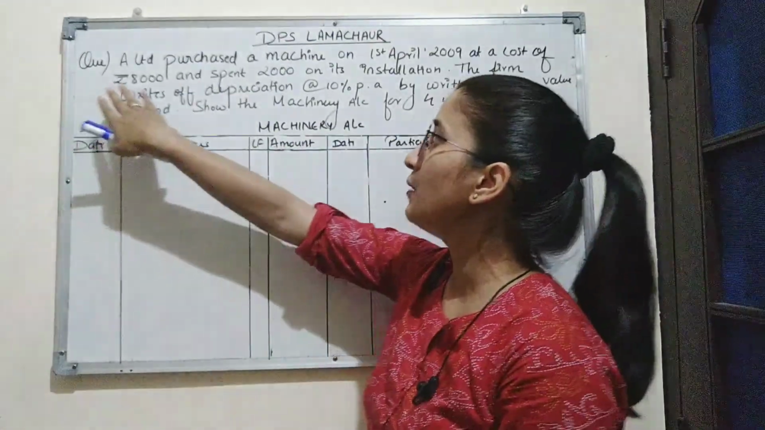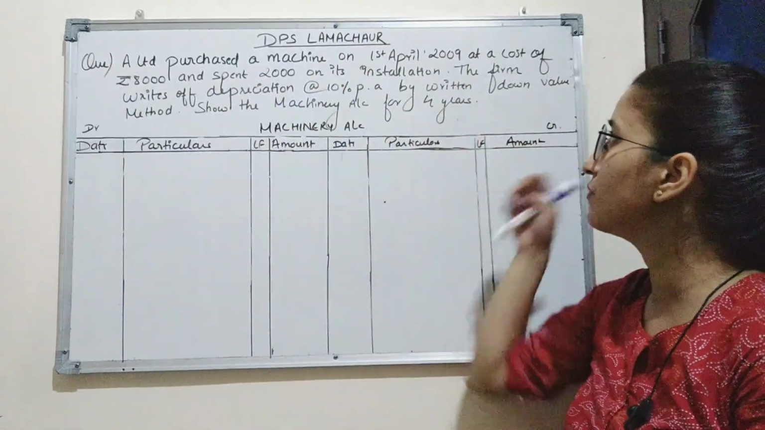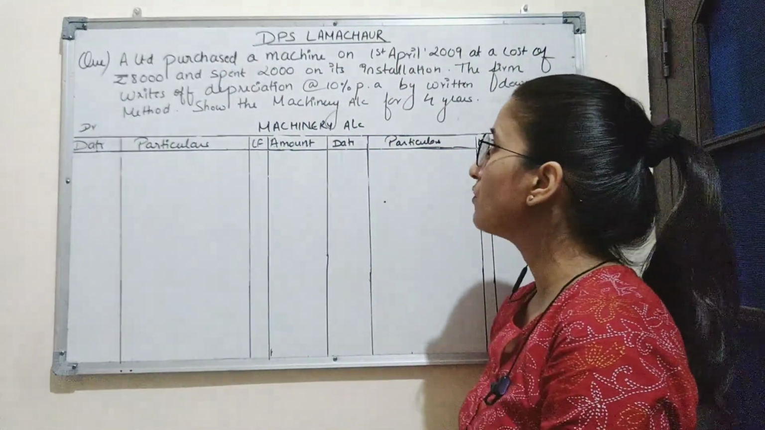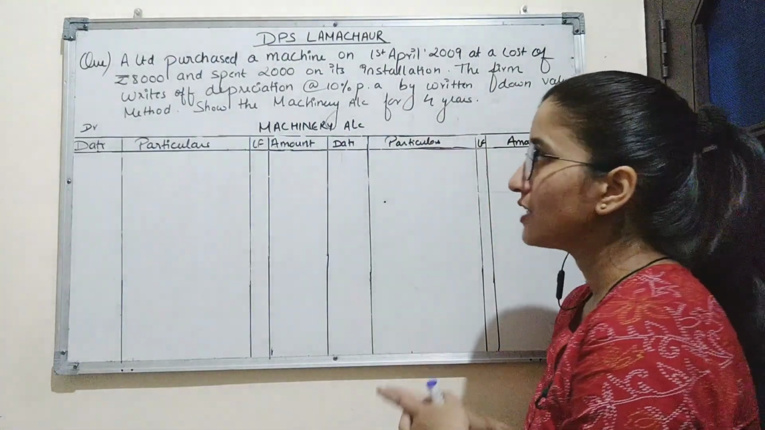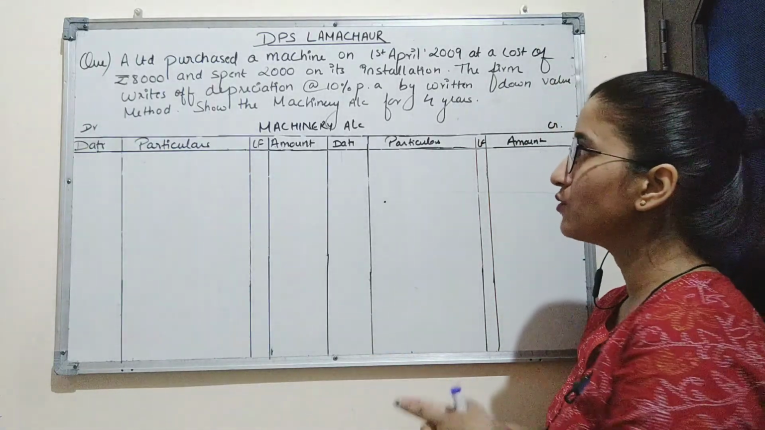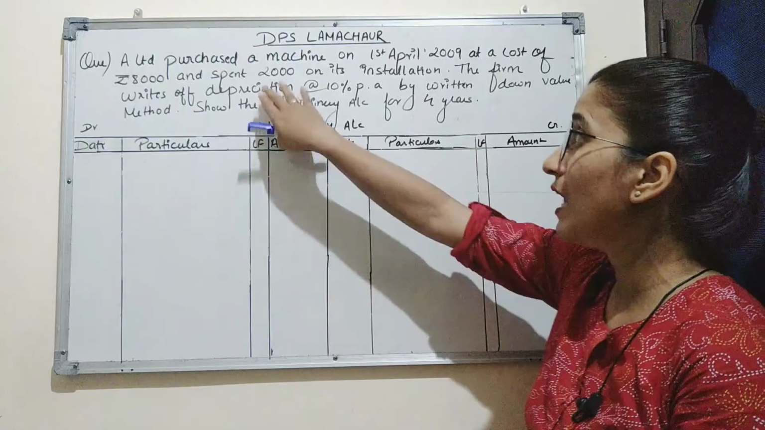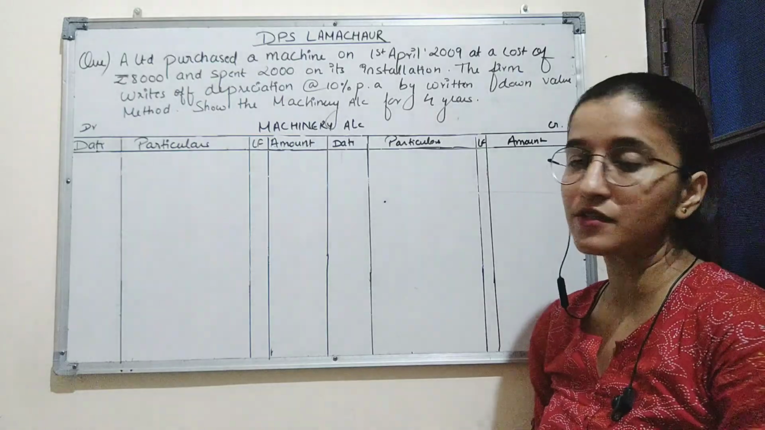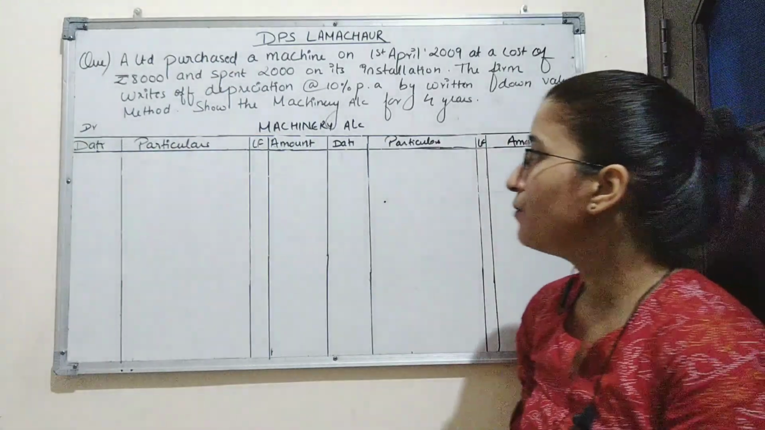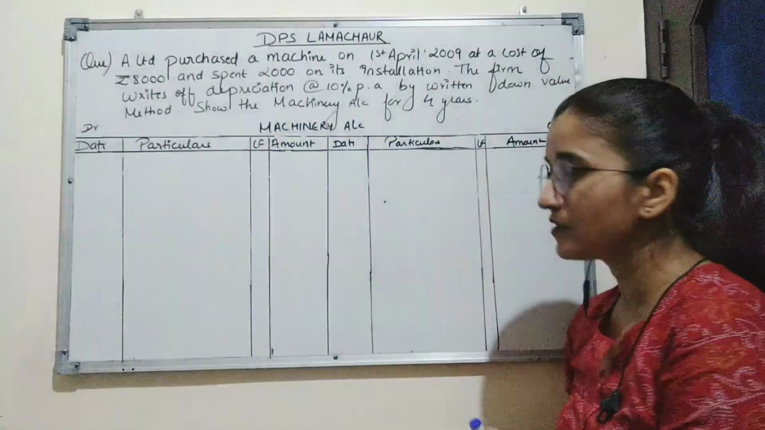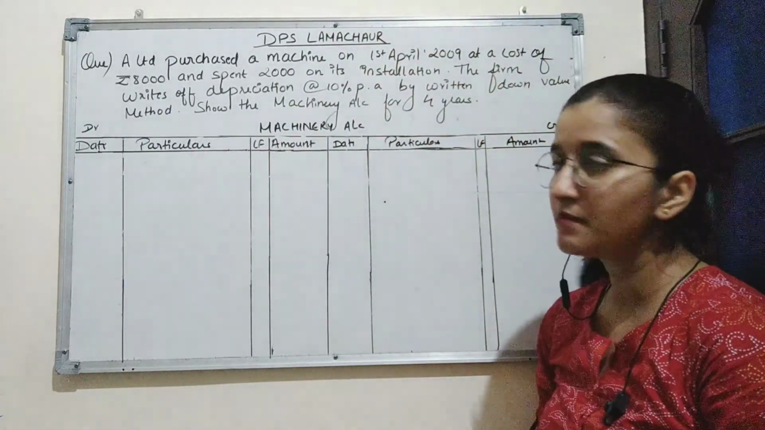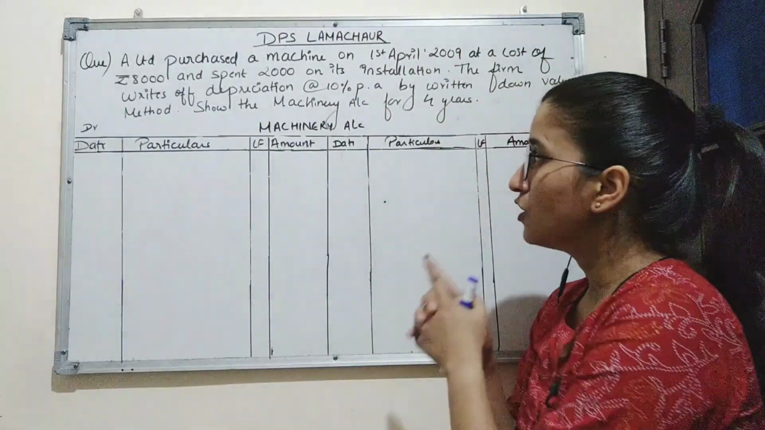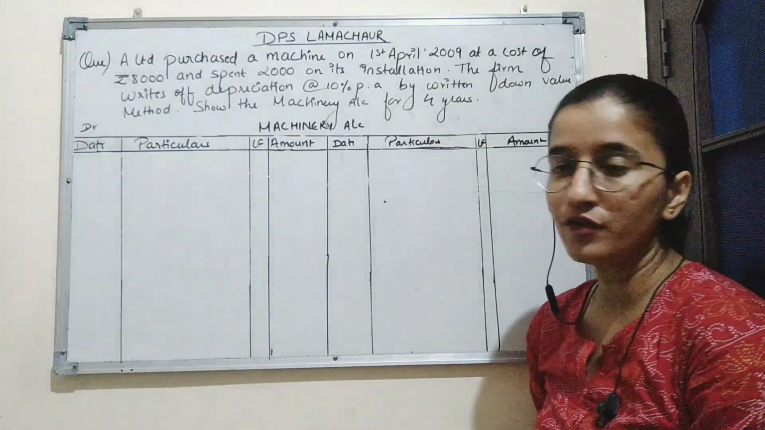The question is: A Limited purchased a machine on 1st April 2009 at a cost of rupees 8,000 and spent 2,000 on its installation. As we know, the machine is purchased for 8,000 and 2,000 is spent on its installation. We will add this installation expense to the purchase price to calculate the actual price of the machinery. The firm writes off depreciation at the rate of 10% per annum by the written down value method, the second method. So show the machinery account for 4 years.